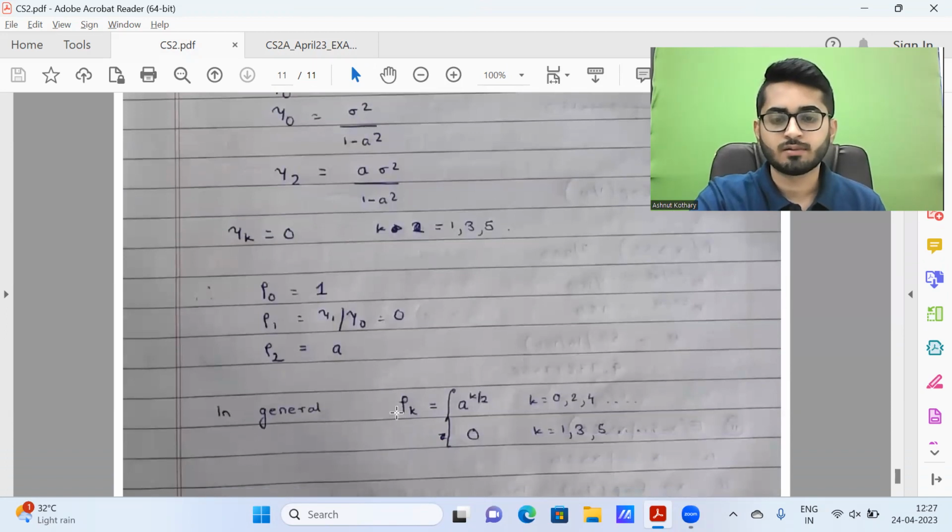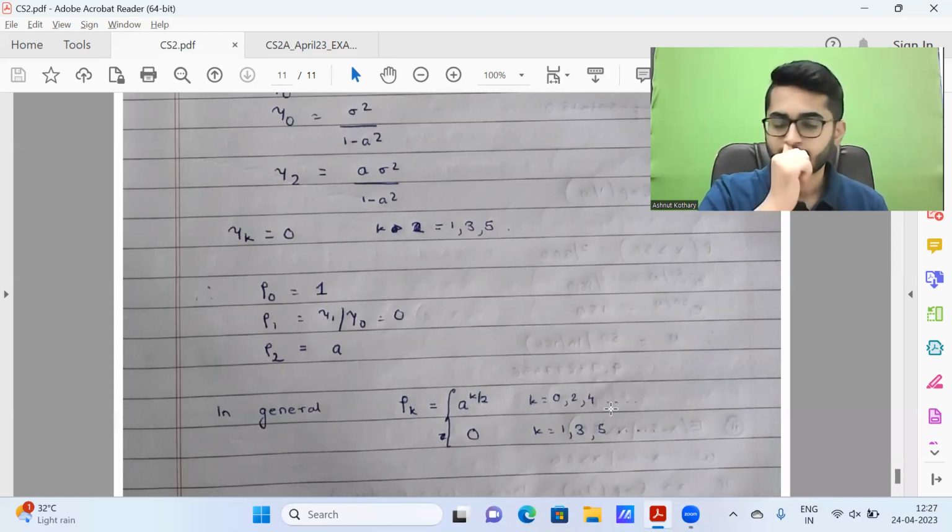In general, rho_k is nothing but alpha to the power k by 2 for even positive integers, or even non-negative integers. And it takes the value zero in case of odd integers.